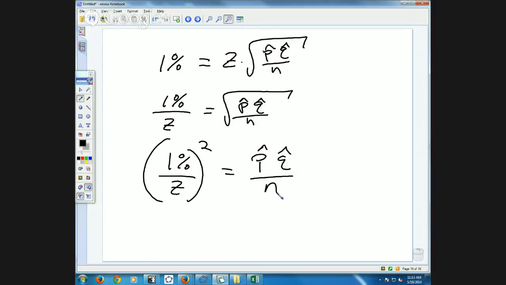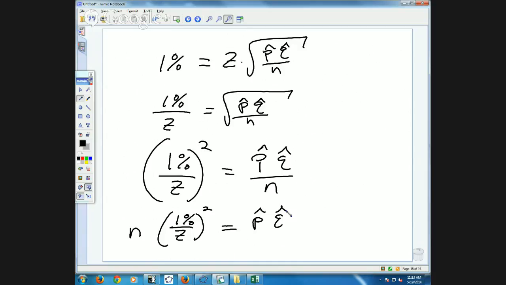All right, who's good at algebra here? What else could I do here? I'm trying to get n alone. I could multiply n over, yeah. I could definitely do that. If I multiply everything by n, that would give me n times this squared parentheses equals p hat times q hat.